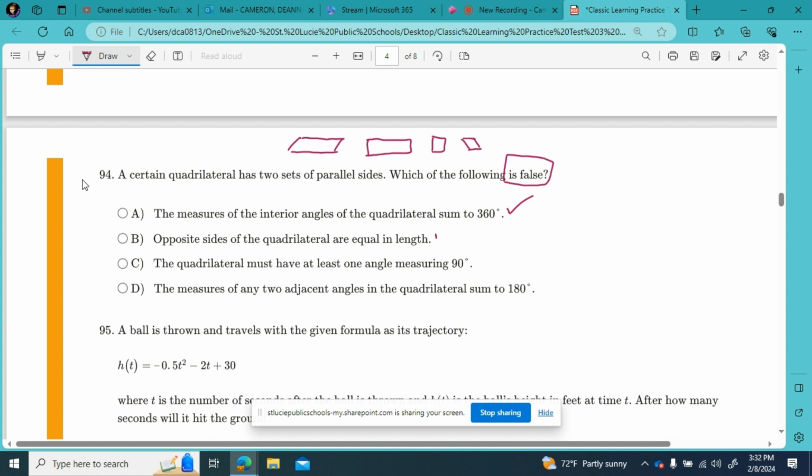The quadrilateral must have at least one angle measuring 90 degrees. Well, nope. This has no 90-degree angles, and neither does my rhombus, so that's false. The measure of any two adjacent angles in the quadrilateral sum to 180 degrees. Well, that's true. Adjacent means next door. So 90 plus 90 is 180. This obtuse angle plus this acute angle would also add up to 180 degrees. So that was true.